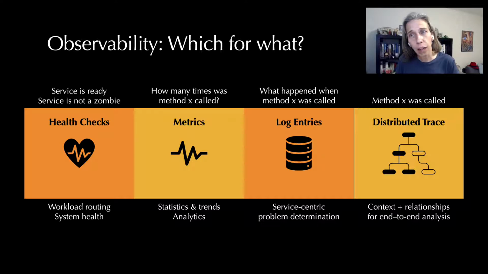I include health checks in my own view of observability. For any service, you need to know: is the service healthy? Is it ready? It's not a zombie, that kind of thing. From a metrics perspective, you're looking at statistics, analytics, big trends, right? It's all how many times has the method been called, how many 200 responses, how many 500 responses. You're not looking for individual instances, you're looking for trends. Is there suddenly a big spike in the number of 500s, right? That's the important part, not so much that any one request had a 500 response.